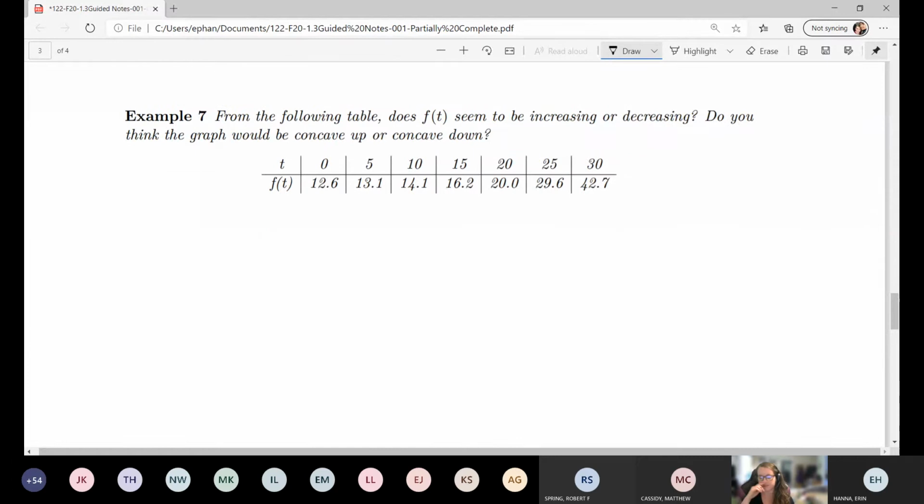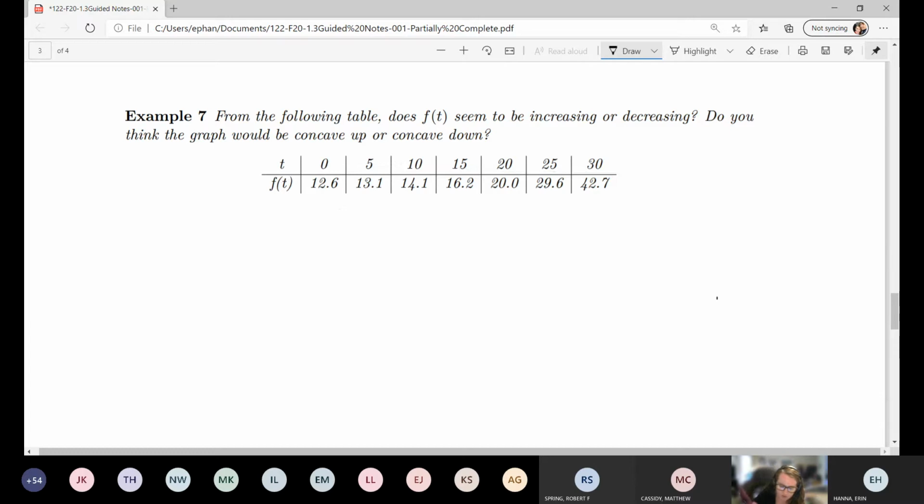From the following table, does f of t seem to be increasing or decreasing? Do you think the graph would be concave up or concave down? So, increasing or decreasing, is it going up or is it going down? Now that's always kind of considering the y values. Are the y values getting larger or getting smaller? Well, what's happening here? If we look at these y values, as we go from left to right, those are getting larger over time, right? So 12.6 is less than 13.1 and so on and so forth.